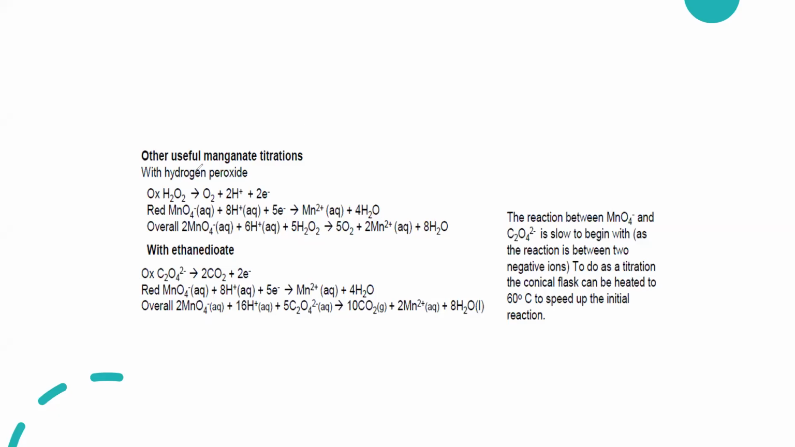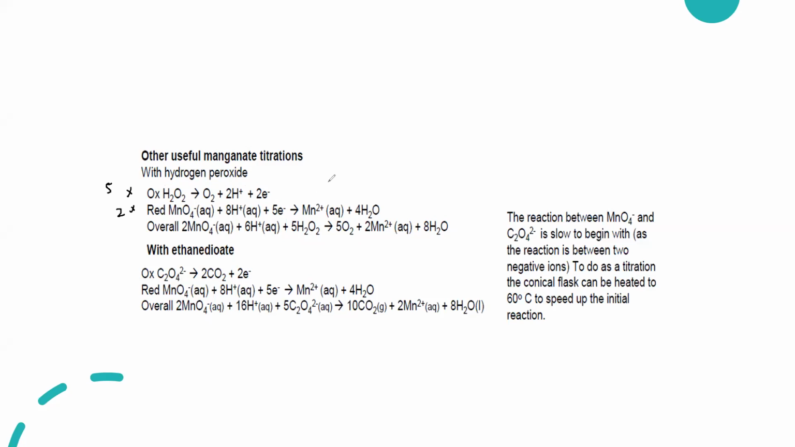So where we can use, first one is for hydrogen peroxide: oxidation happens for hydrogen peroxide, and reduction for manganate ion. So it is losing 2 electrons and manganate ion is gaining 5 electrons. So electron numbers are not the same. To make these electron numbers the same, we'll multiply the first equation by 5 and the second equation by 2. So when we work out, this is our final equation after addition.